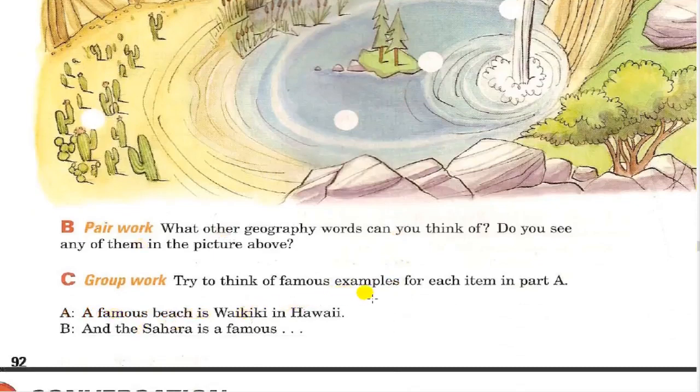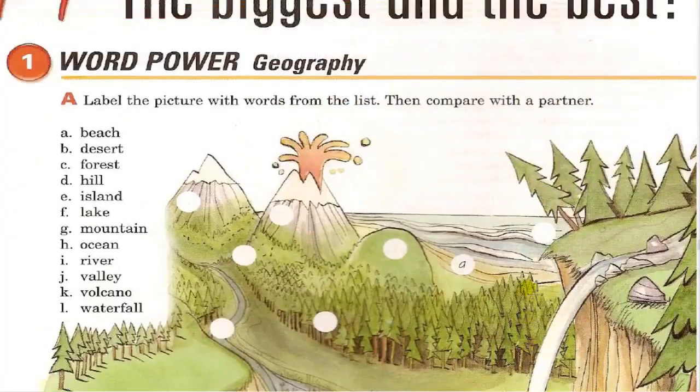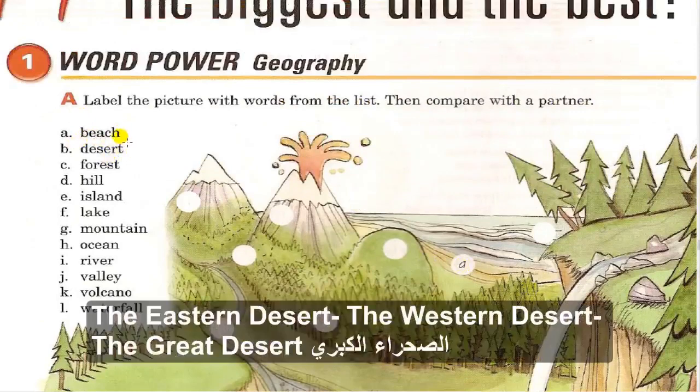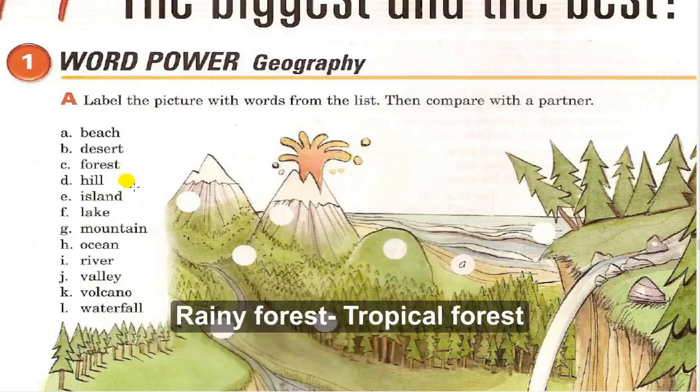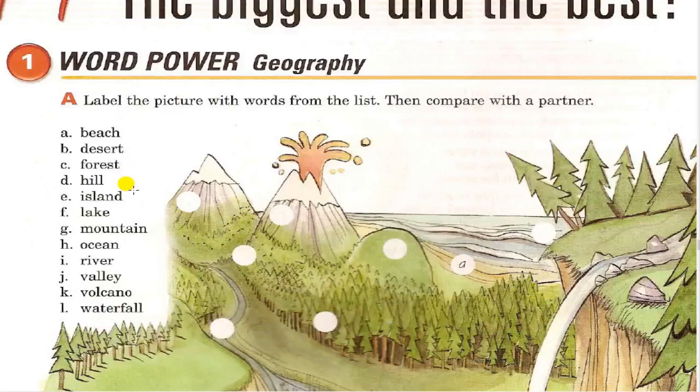Try to think of famous examples for each item in part A. So in part A, for every word, tell me an example. Beach: Miami Beach, Rommel Beach in Marsa Matruh. Desert: the Eastern Desert, the Western Desert, the Great Desert. Forest: rainy forest, tropical forest. Hill: less than 1,000 meters. The Great Hill in Egypt.